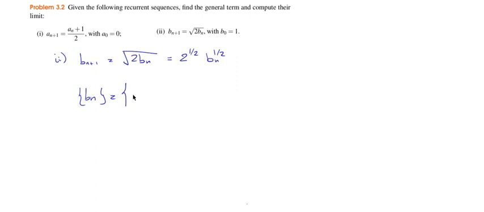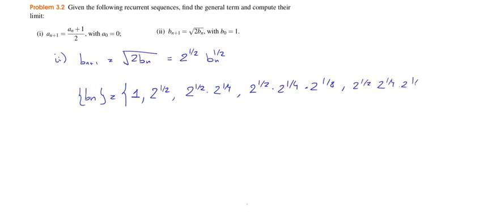in b sub n. So the first one, b sub 0 is 1, and then you have b sub 1 is 2 to the 1/2 times 1, and then you have b sub 2 is 2 to the 1/2 times this to the 1/2, so this is 2 to the 1/4, and then you have 2 to the 1/2 times 2 to the 1/4 times 2 to the 1/8, 2 to the 1/2 times 2 to the 1/4 times 2 to the 1/8 times 2 to the 1/16, and so on and so forth.